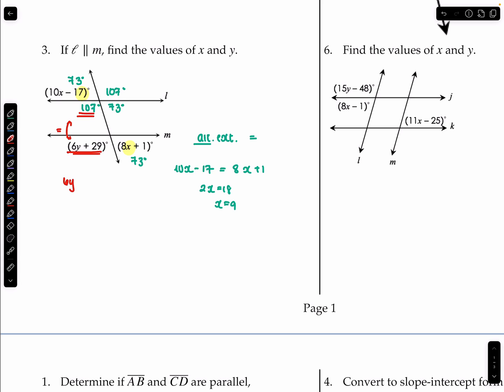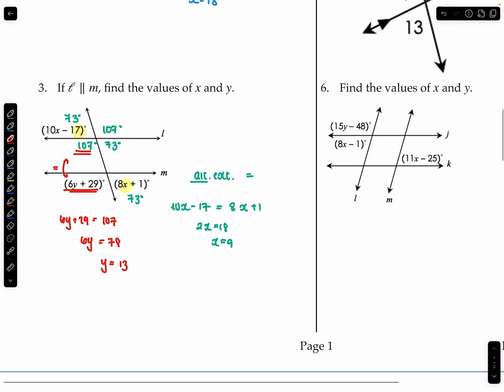We have 6y plus 29 equals 107. So 6y here equals 78. And so it turns out that y is equal to 13. So plug it back in. Find your corner 4 up here, and then compare that to what it is down there so you can see it.